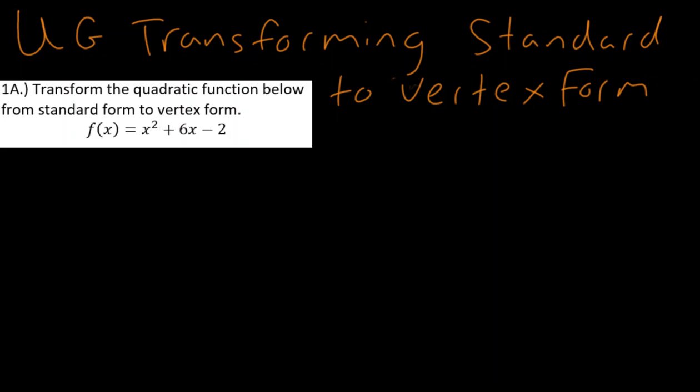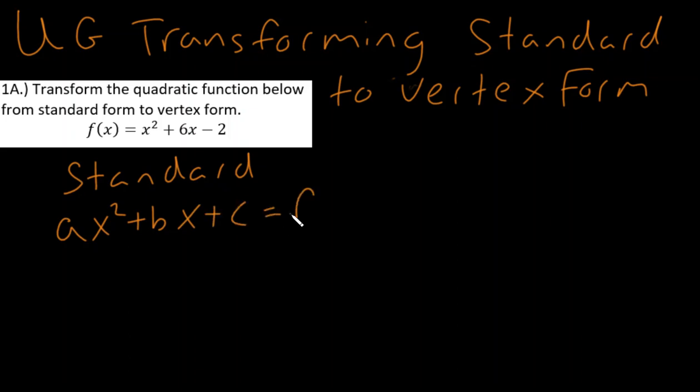Alright, and welcome to the ultimate guide to transforming standard to vertex form of a quadratic. Now 1a says transform the quadratic function below from standard form to vertex form. So the first thing that we want to know is, what is standard form? Well, standard form is when you're in the form of ax squared plus bx plus c is of course equal to your function f of x.